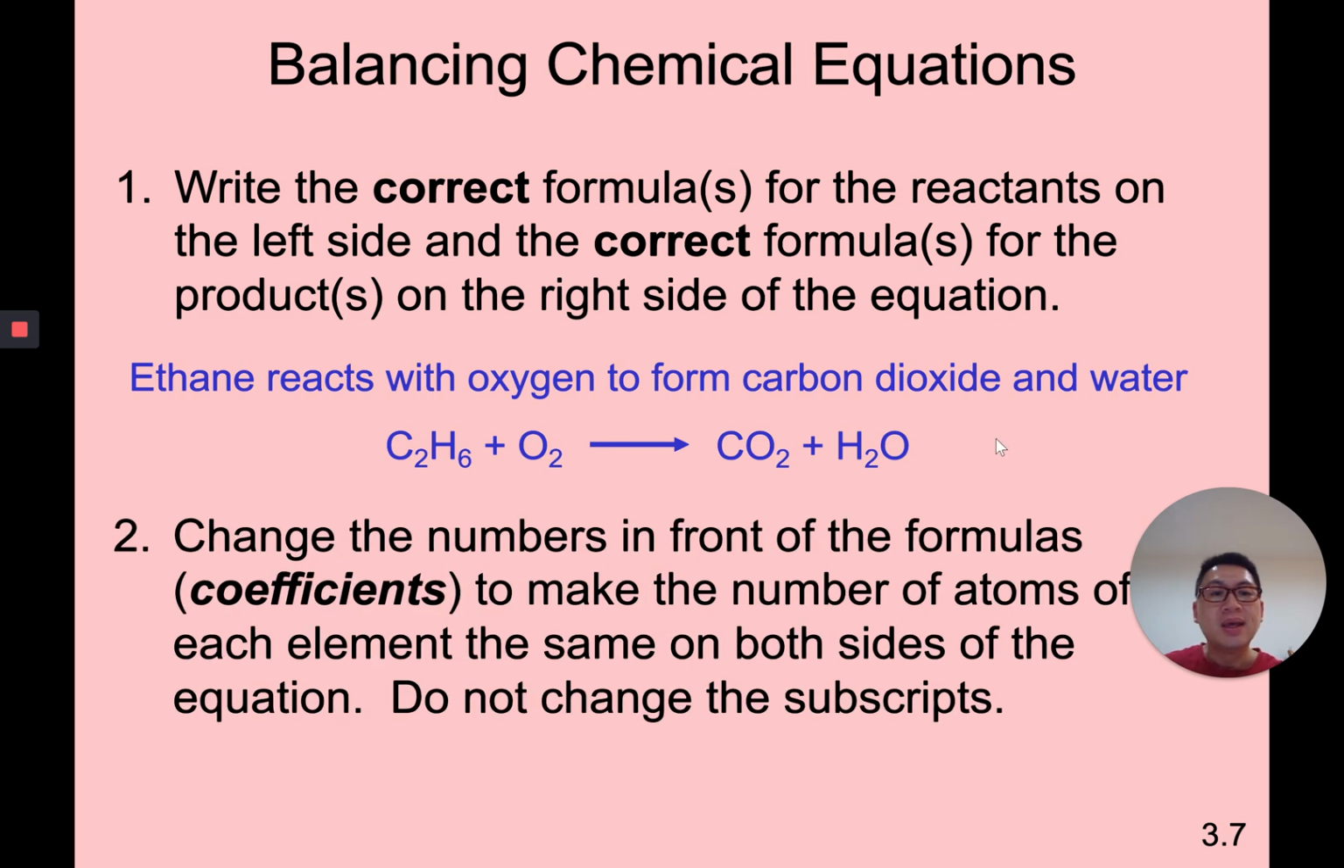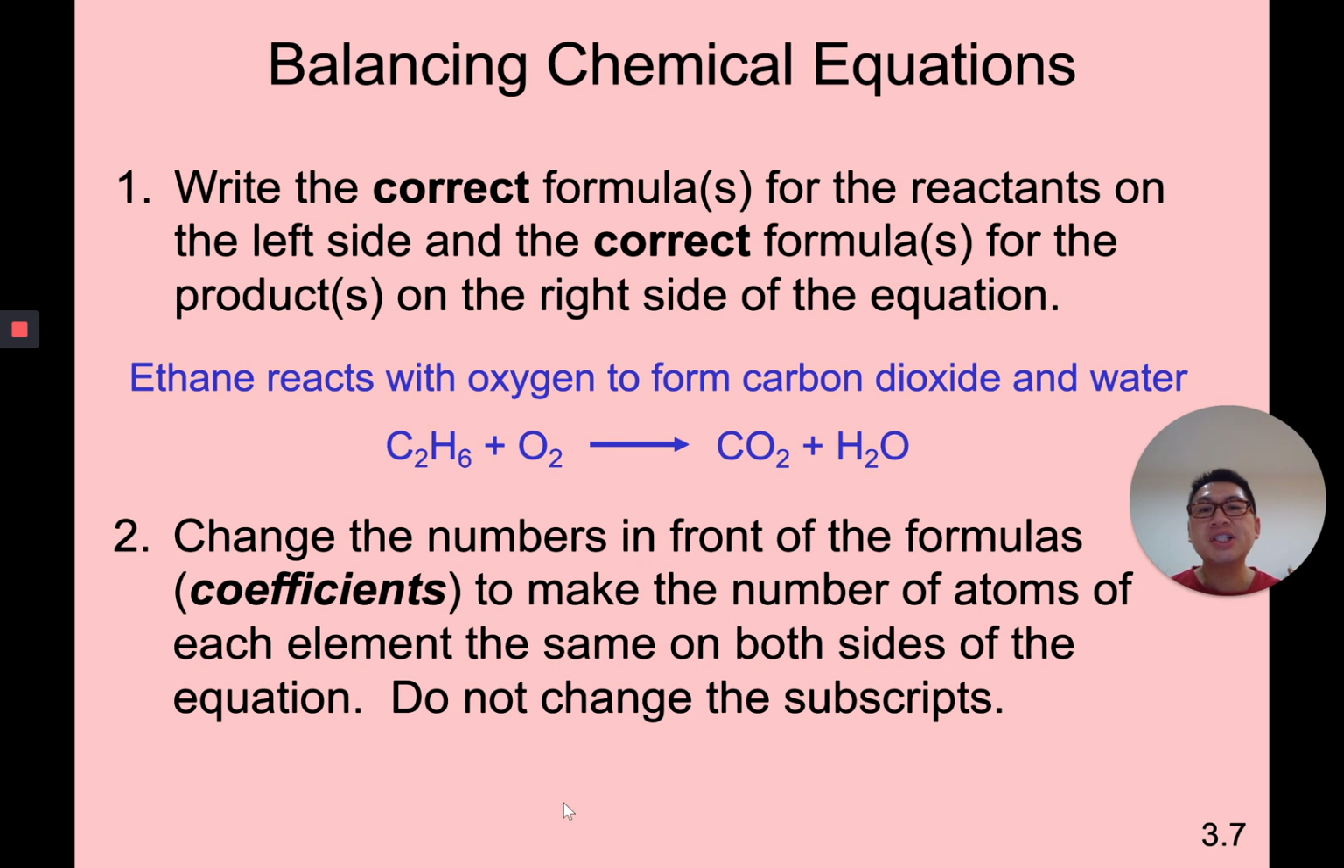Okay. Next thing to balance chemical equations, we change numbers in front of formulas, or the coefficients, to make the numbers of atoms of every element the same on both sides of the equation. We do not change subscripts. So for instance, if I want to have 2 ethanes, I put a coefficient 2 in front, 2C2H6. Do not change the subscripts. Do not change it to C4H12.